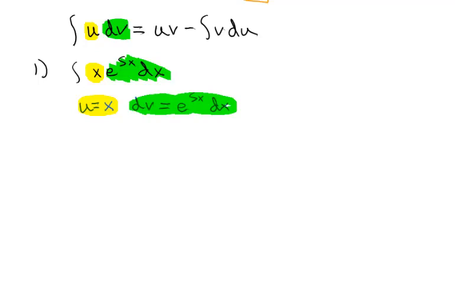We need the other corresponding two pieces. We have u, we need du, which is the derivative. The derivative of x is 1. We have dv, so we are going to need v. V is the antiderivative of dv. So we take the antiderivative of e to the 5x, and that's e to the 5x over 5.